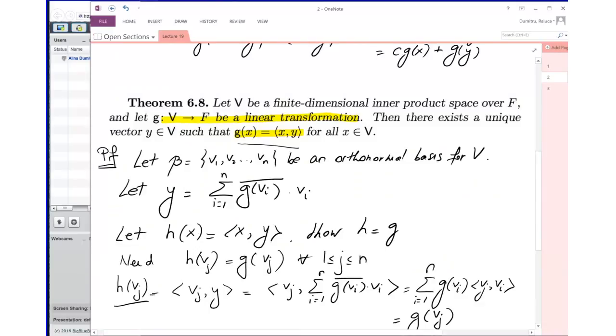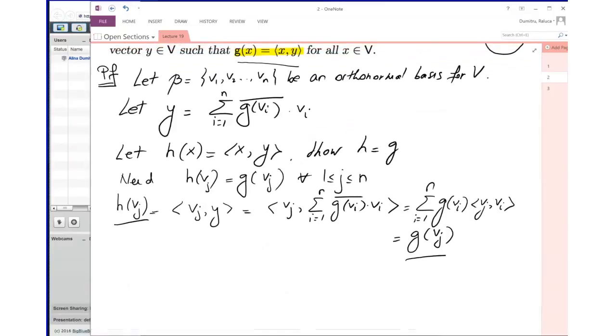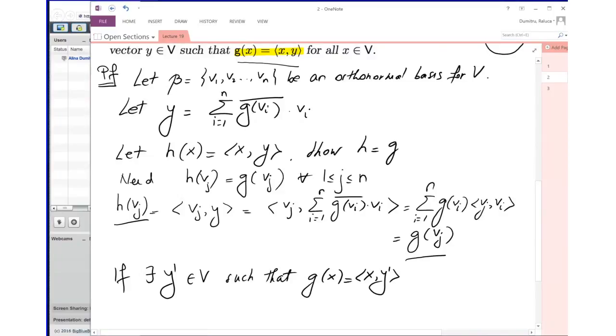Almost done. Except that we came up with a vector y, and that needs to be unique. So what if there exists another vector y prime in V such that g of x is the inner product between x and y prime as well, and it was also the inner product between x and y?